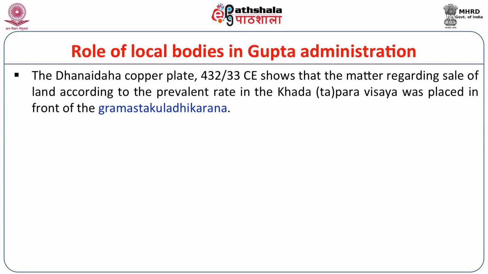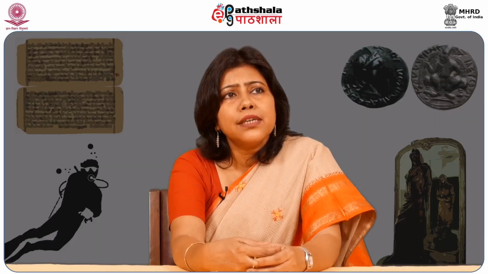So this Dhanaidaho copper plate records the matters regarding the sale of land according to the prevalent rate in the Khatapara Vishaya, placed in front of the Gramashtakuladhikarana. Who were the Gramashtakuladhikarana? It refers to the Ashtakuladhikaranas, the most prominent 8 families belonging to the Grama.